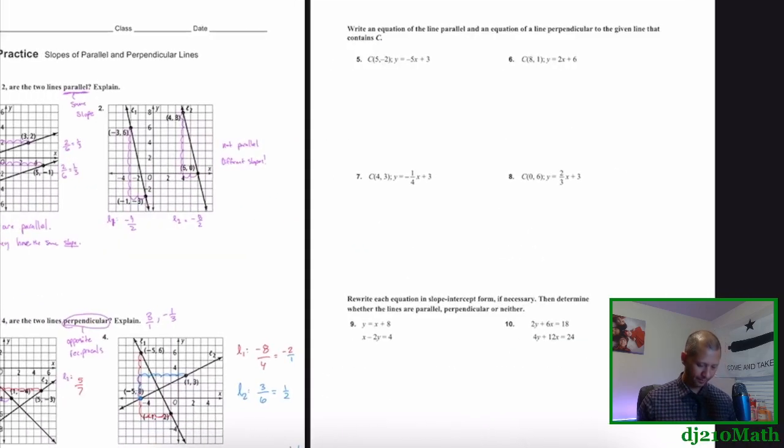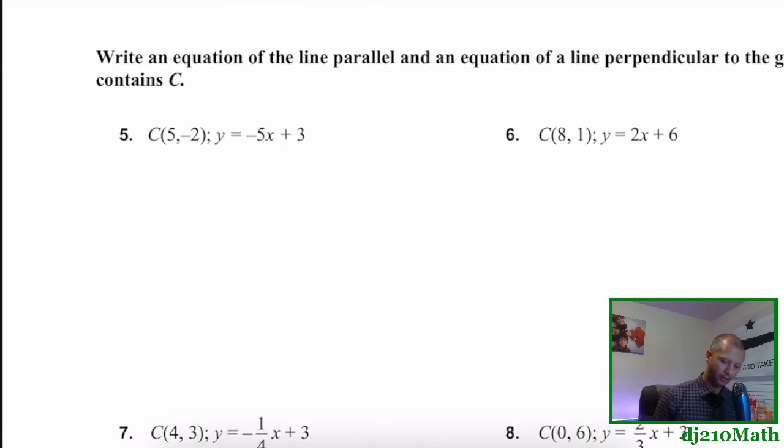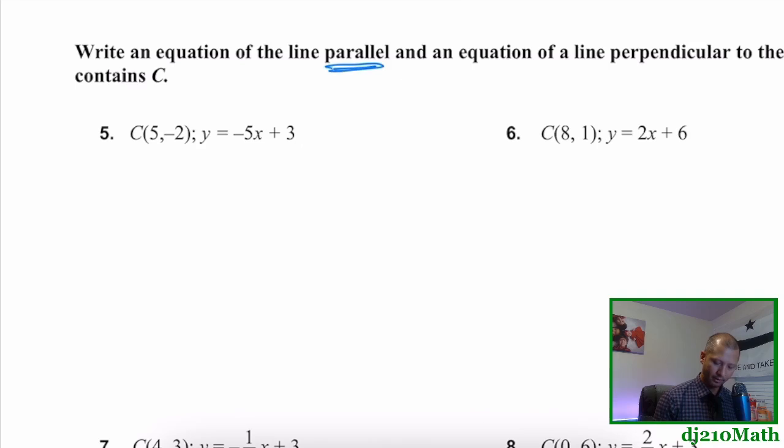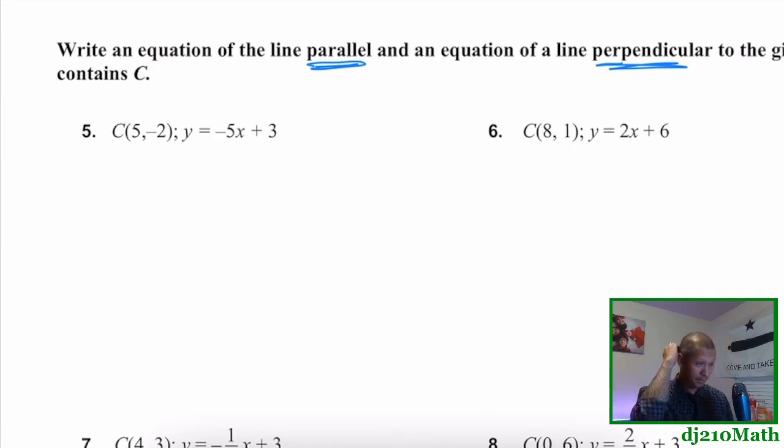Okay. We want to write an equation of the line that's parallel and an equation of the line that's perpendicular to the given line that contains C. Okay, so this is my point, x1, y1, point C. It has to contain this point. Then it has to be either parallel or perpendicular to the given line.